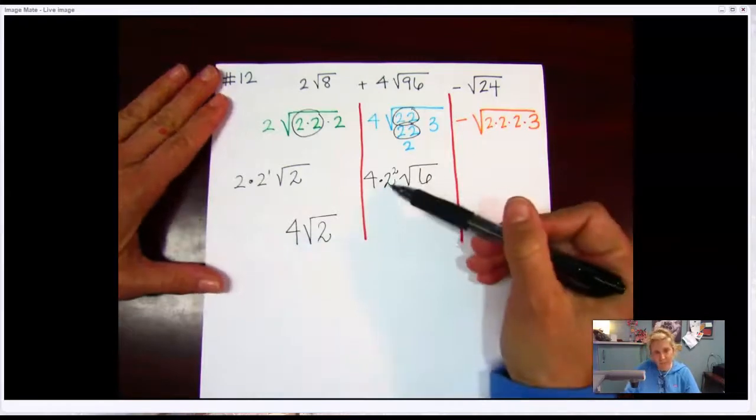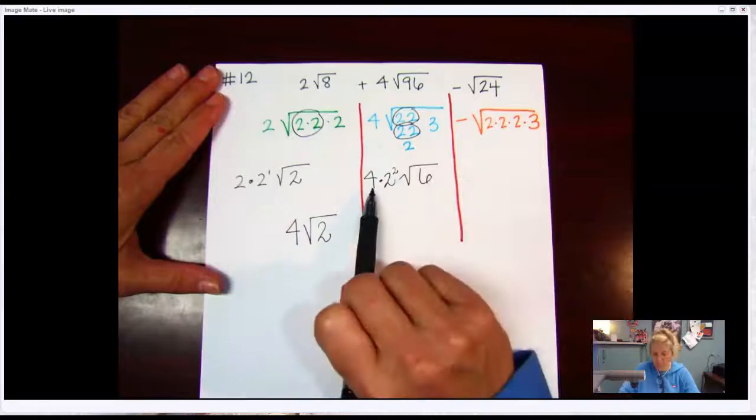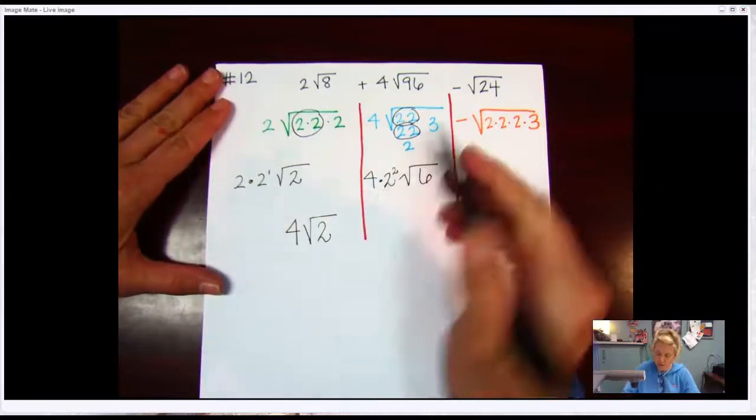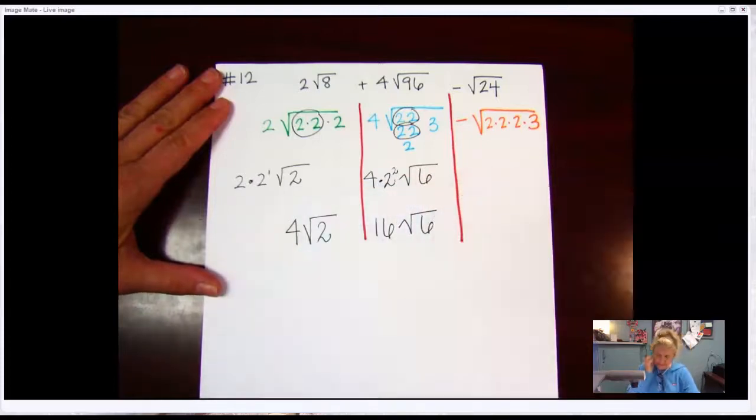Do your order of operations first. I have to do 2 squared, which is 4. Then multiply it by that 4. So that's going to turn into 16 square roots of 6.